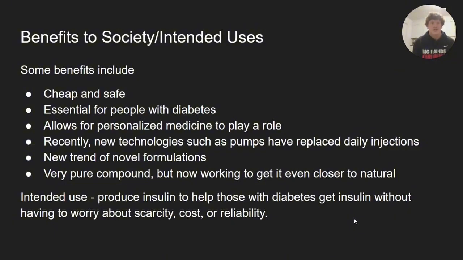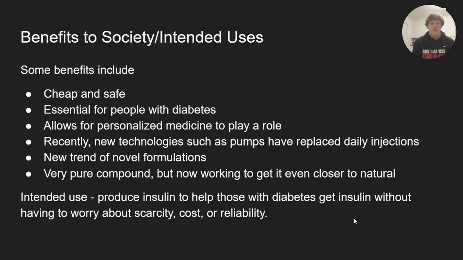New trend of novel formulations. This is how insulin is altered into these analogs. Scientists are starting to focus on novel formulations to make insulin faster, temperature stable, and more concentrated. It's very pure, but we're trying to get it to 100%.